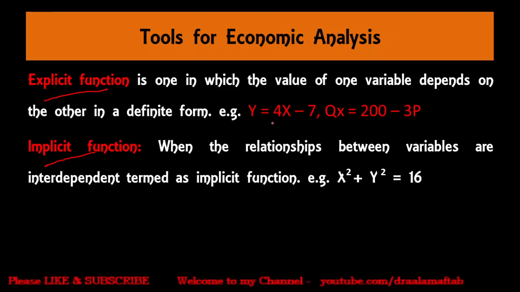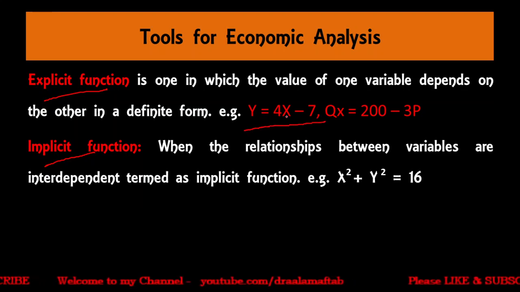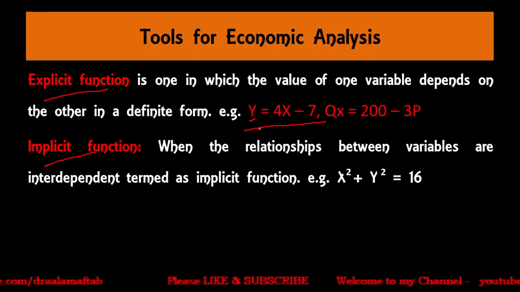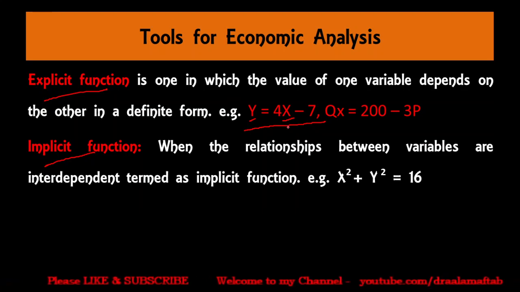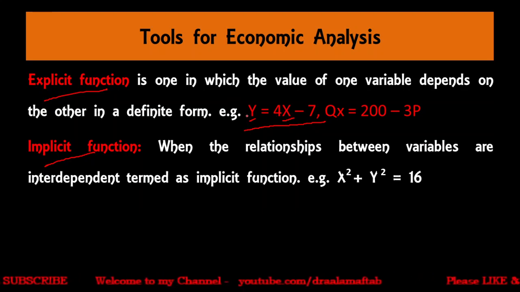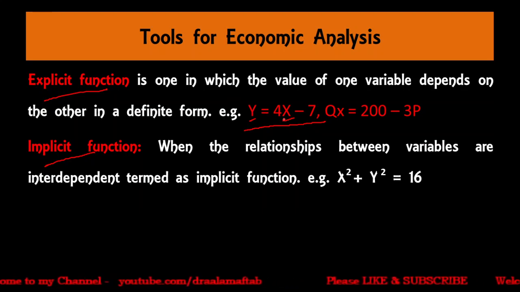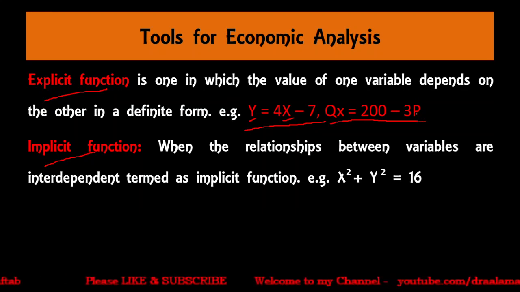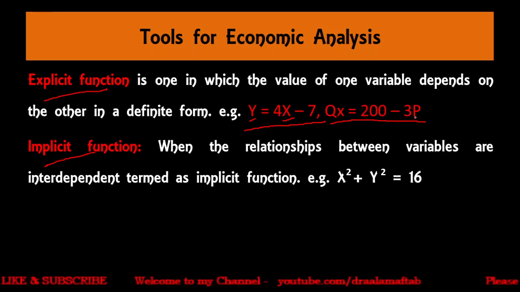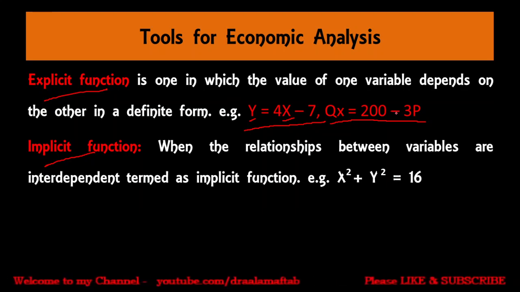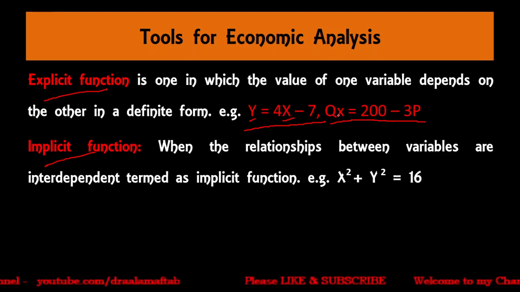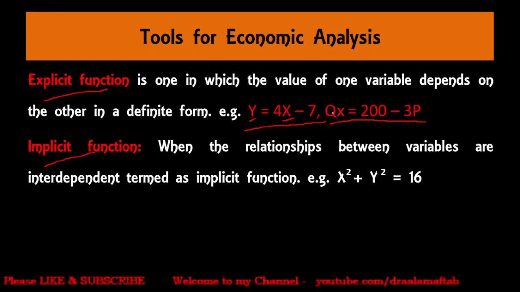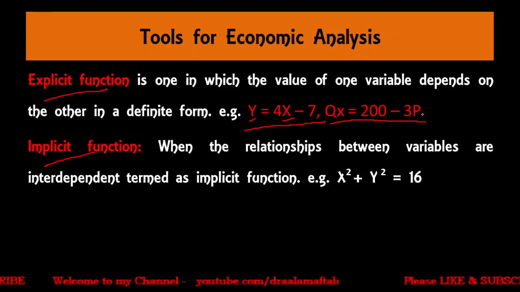Say, for example, in this equation, y is equal to 4x minus 7. Here on the left hand side, y is the dependent variable, whereas x is the independent variable. Any change in x will bring a change in y. Similarly, in the equation qx is equal to 200 minus 3p, p is price, q is quantity demanded of x, and the minus sign shows that there is an inverse relation between quantity demanded and price. So when price changes, demand also changes. So qx is the dependent variable, whereas p is the independent variable.